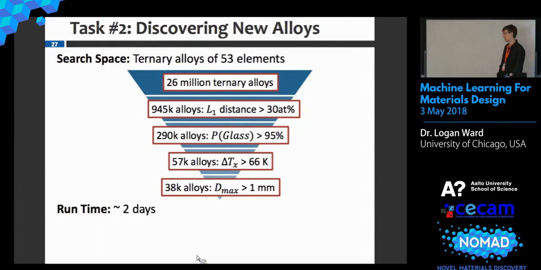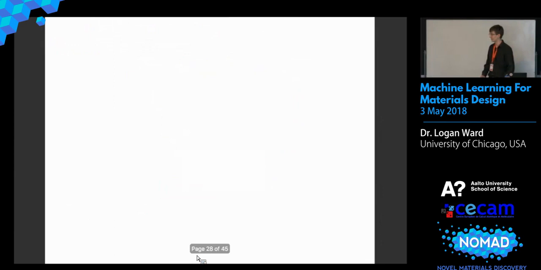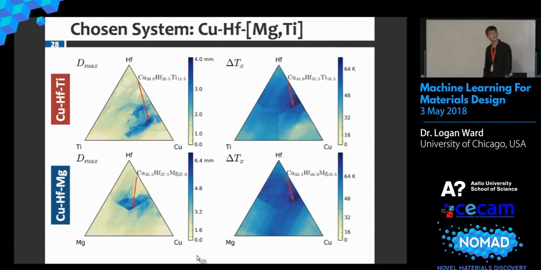The other test we tried was a bit more ambitious. We first enumerated 26 million ternary alloys by combining 53 different elements, from which, in about 2 days of computing time, identified 38,000 that were likely to form metallic glasses with excellent processability and casting thicknesses. We then identified two systems that contained alloys that were easy to process and were non-poisonous.